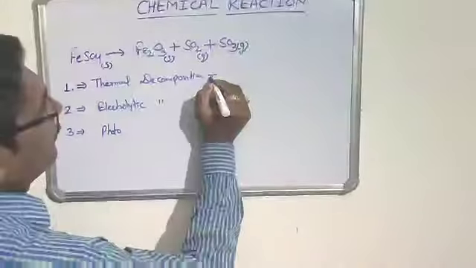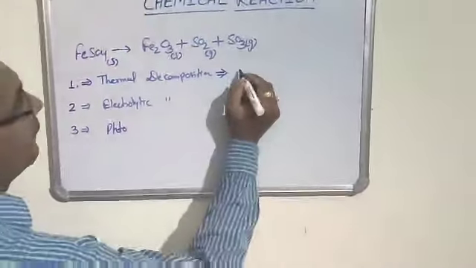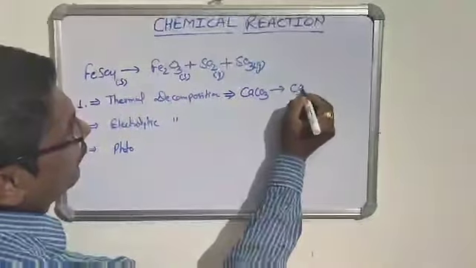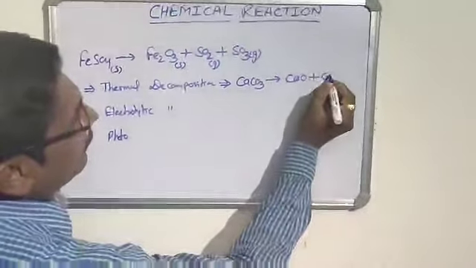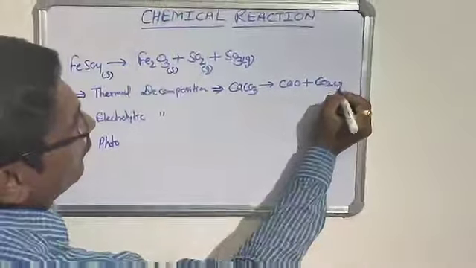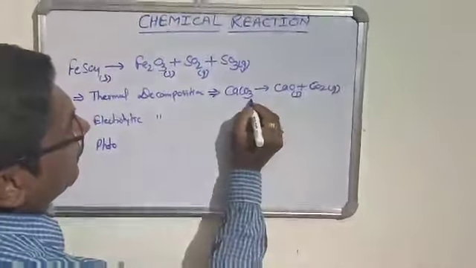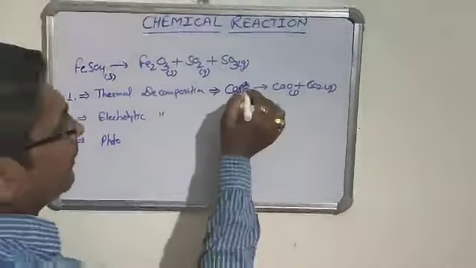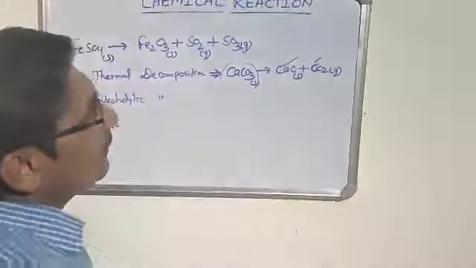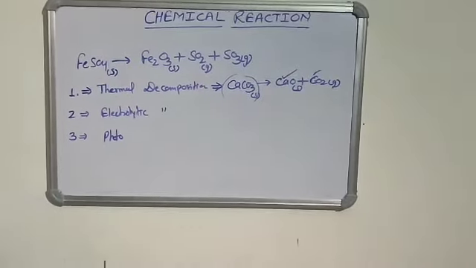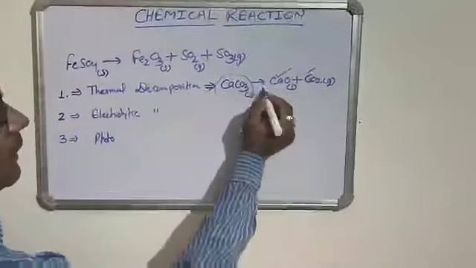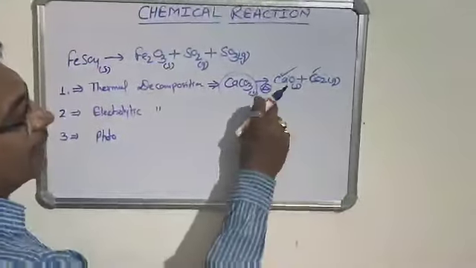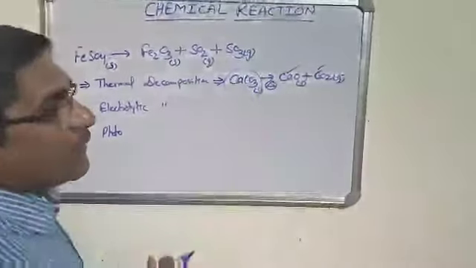An example of thermal decomposition is CaCO3 breaks into CaO plus CO2. CO2 is gas, CaO is solid, and CaCO3 is solid. This is an example of thermal decomposition, because calcium carbonate decomposes into calcium oxide plus carbon dioxide in the presence of heat. This sign is called delta or del. It represents heating.